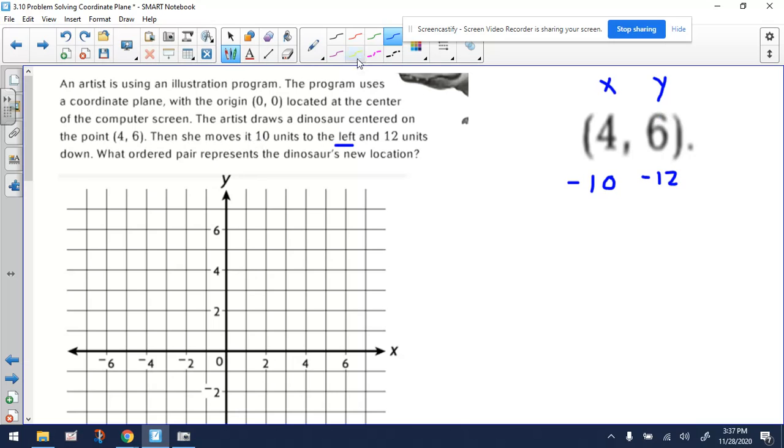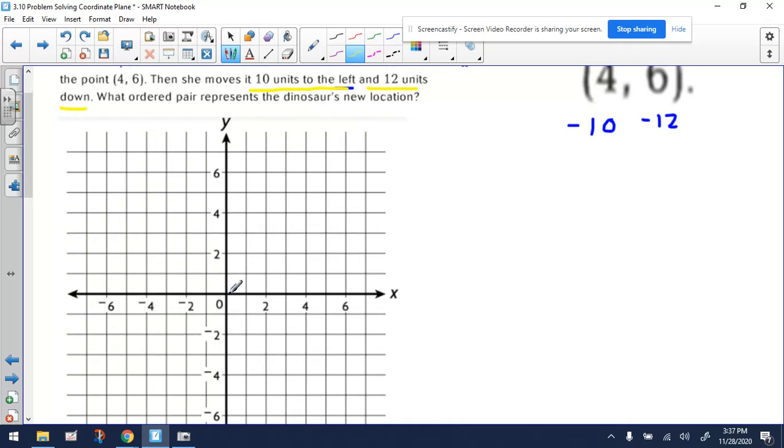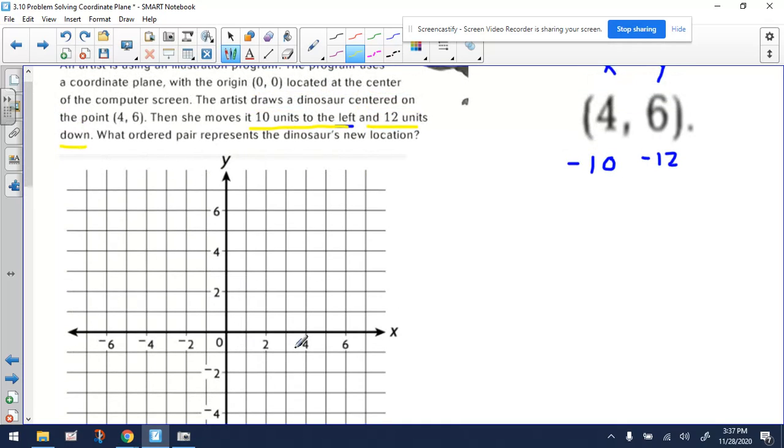So if we read this more carefully, it says she's moving it 10 units to the left. Going to the left suggests negative 10. And we're going 12 units down. Up, down, if it's down rather, we're going to go negative. All right, so if we think about where this would be on the coordinate plane, and we did plot that, if we went over 4 and up 6, then we're talking about a point right here. Now we can go ahead and count. So let's do that first.